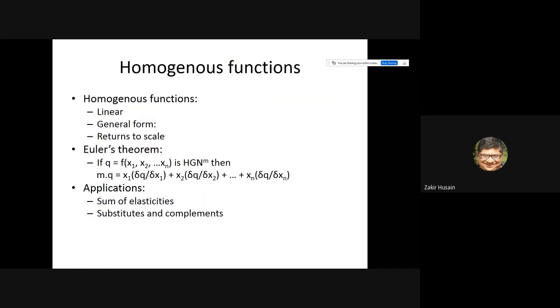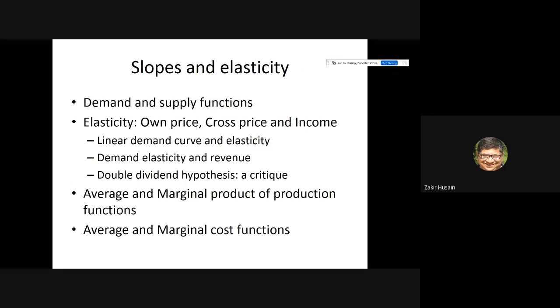Okay, so this is the end of today's class. In the next class, we'll start off with the power functions and so on. And then I'm going to discuss some concepts related to slopes and elasticity.